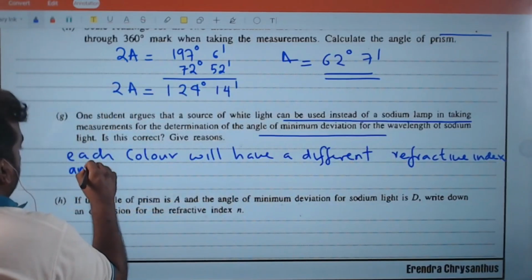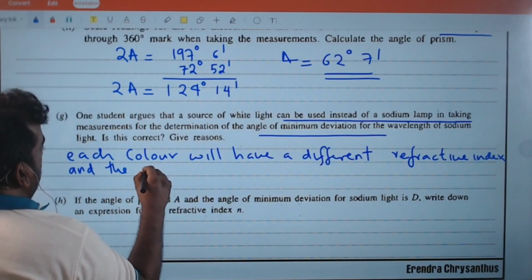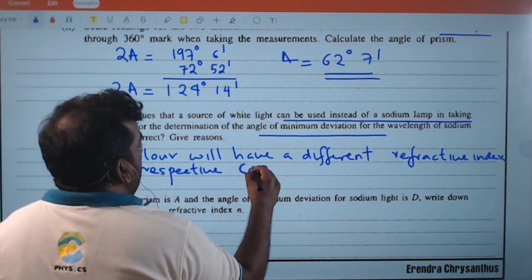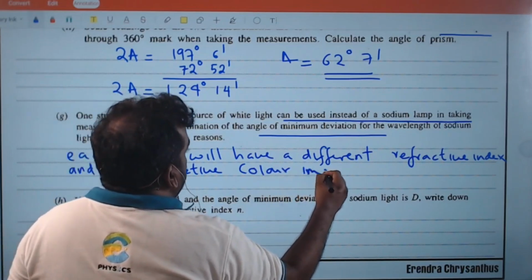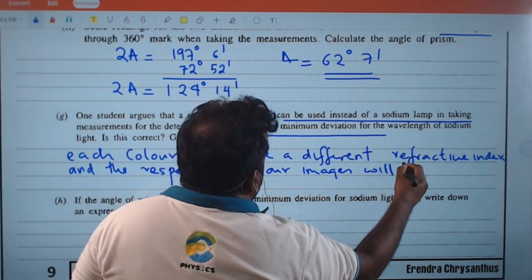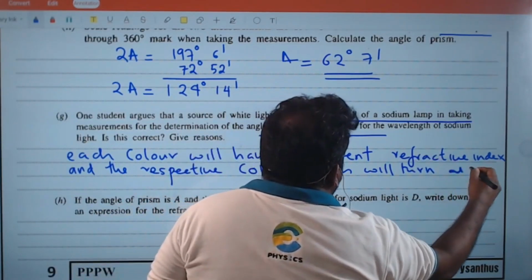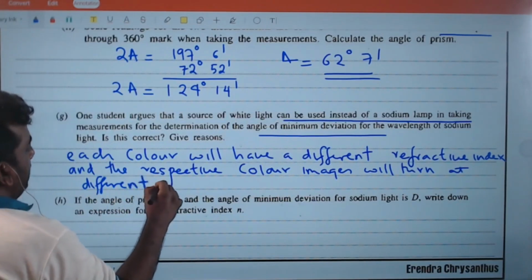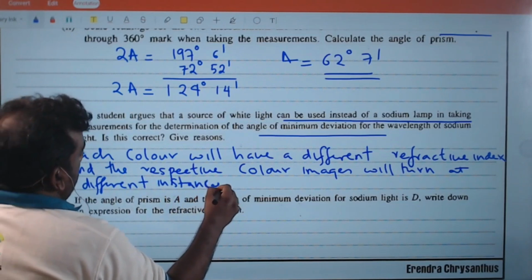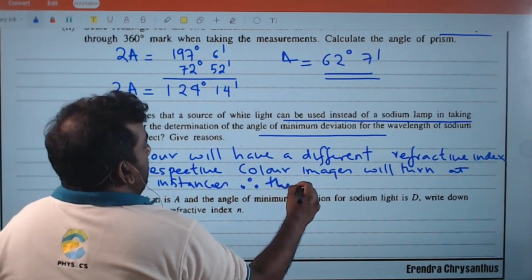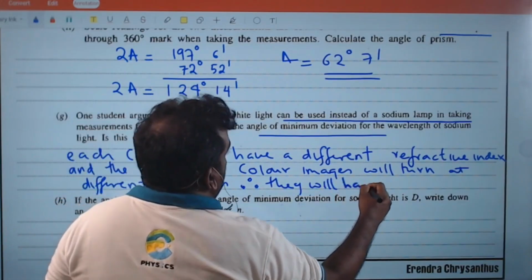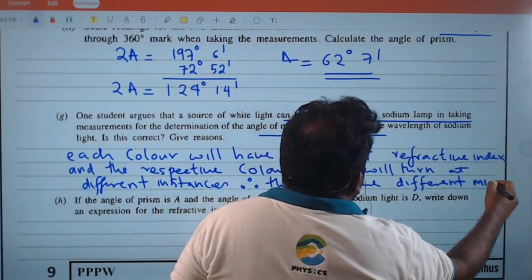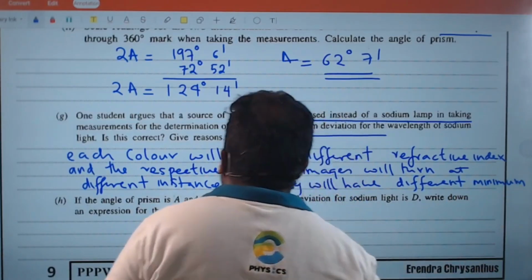And the respective color images will turn at different instances. Therefore, they will have different minimum deviations.